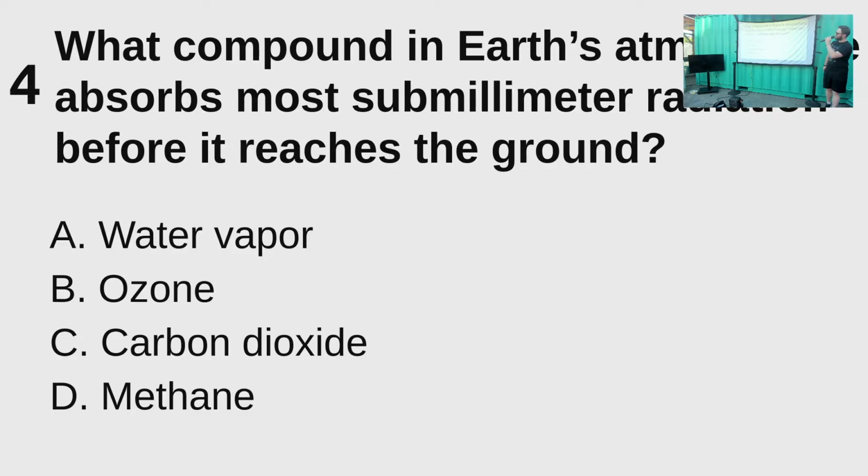Question 4. What compound in Earth's atmosphere absorbs the most submillimeter radiation before it reaches the ground? Is it A, water vapor, B, ozone, or O3, C, carbon dioxide, or D, methane?